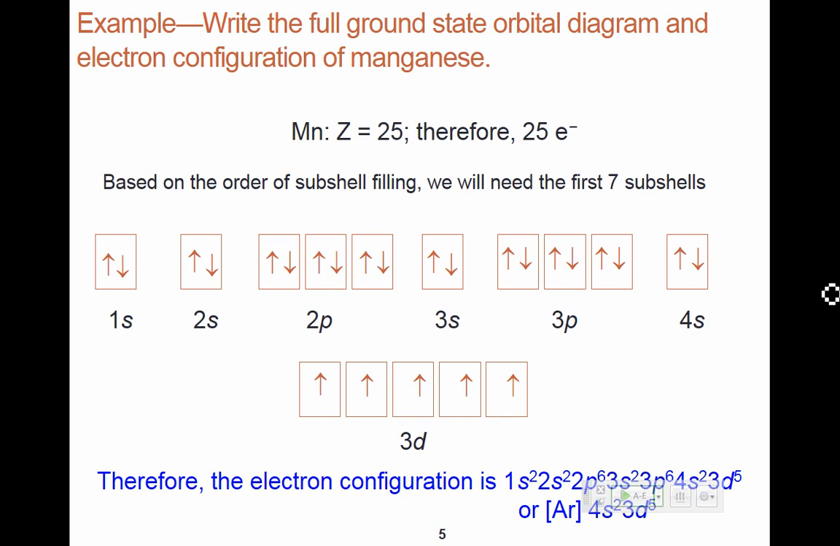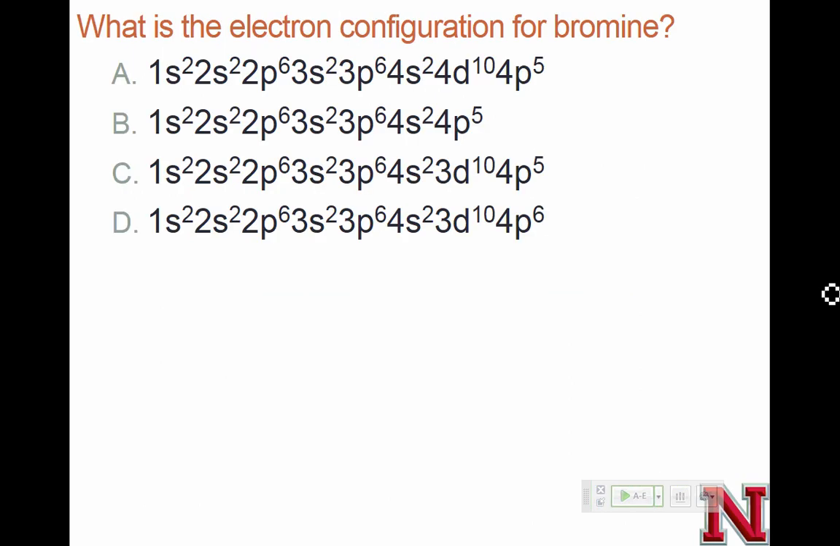The shorthand would be to write argon in our brackets, and then whatever argon doesn't have, which is 4s2 and 3d5. So that is the shorthand to write it, because argon's electron configuration is 1s2, 2s2, 2p6, 3s2, and 3p6. So we can put that in brackets. So that's pretty common that you might see the shorthand. But this particular question did ask for the full ground state. So that's the total there.